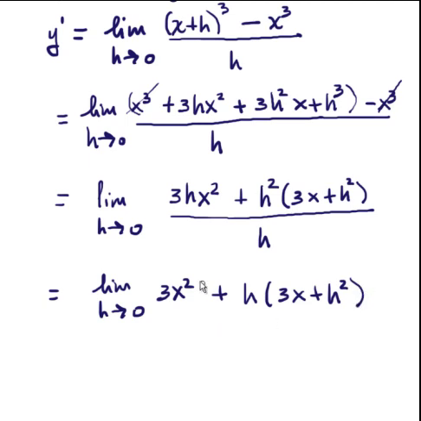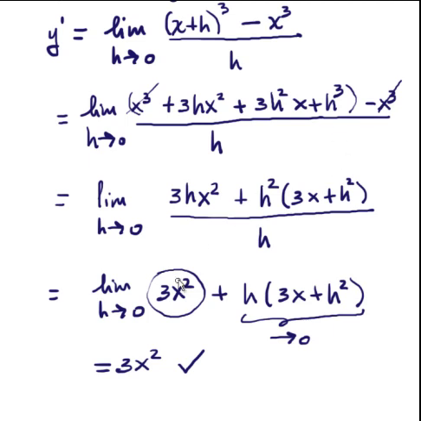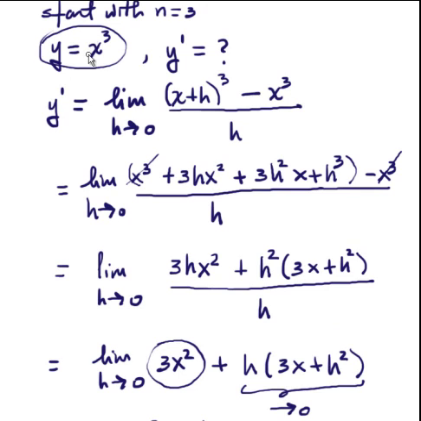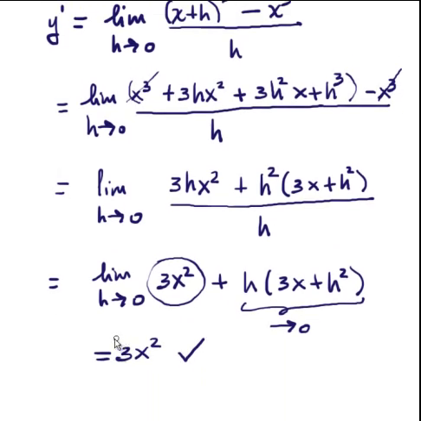Now take the limit as h goes to 0. Only this term remains. Here h is going to 0, so this whole thing, because it has the h in front, goes to 0, and we're left with 3x squared. And that's what we expected from the power rule. When we took the derivative of x cubed, the 3 came down, we subtracted 1 from the exponent, and we got 3x squared like we expected.